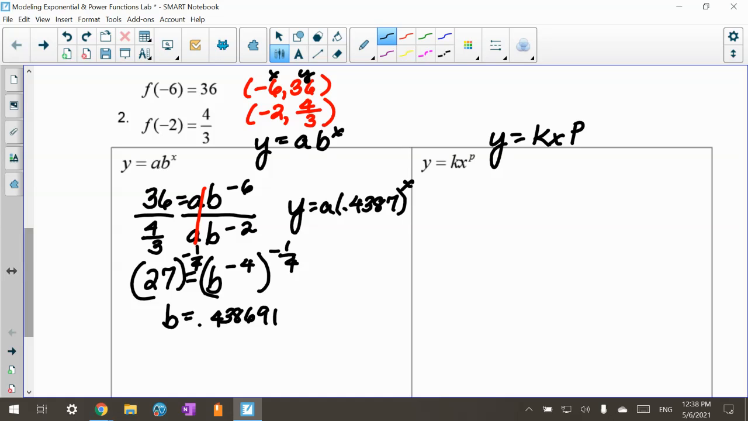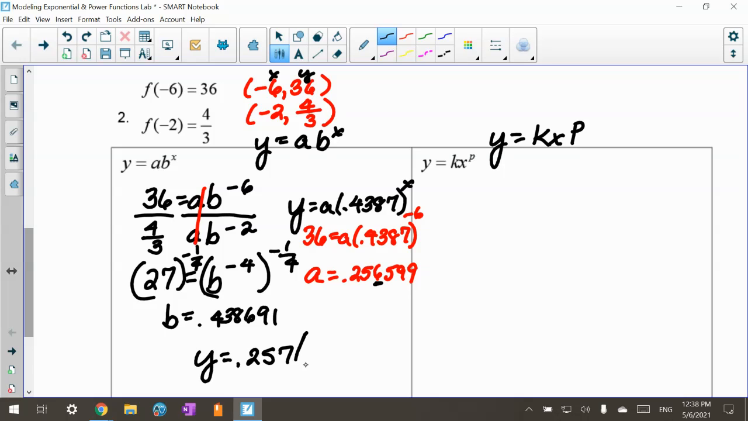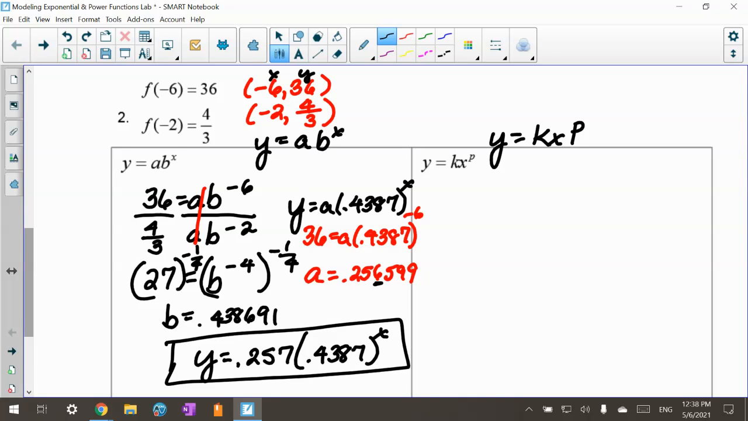And then I'm going to plug in a point, and so I'm going to plug in my x and y of the negative 6, 36. So I have 36 equals a times 0.4387 to the negative 6. These are hooked to the a by multiplication, so I'm going to divide 36 by 0.4387 raised to the negative 6. And when I do, I get a to be 0.256599. So I'm just going to round a bit. So I have y comes out to be 0.257, I just rounded to here, times 0.4387 raised to the x.